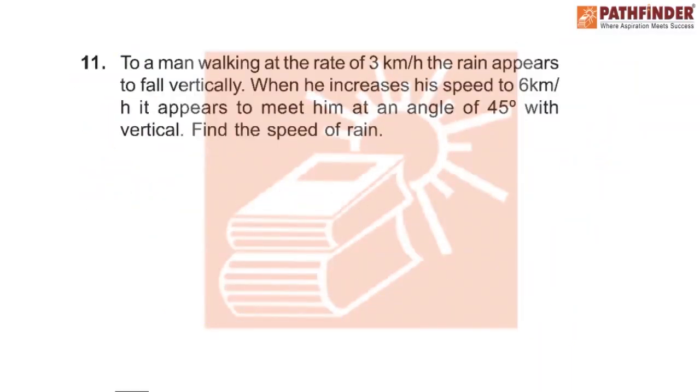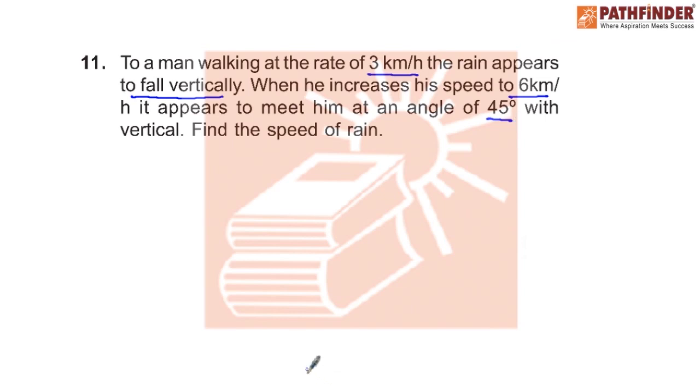Now the next problem is a problem based on rain and man. Now here we have a man who is walking at a velocity of 3 km per hour, and the rain appears to fall vertically. When he increases his speed to 6 km per hour, it appears to fall at an angle of 45 degrees with the vertical. Then what is the velocity of the rain?